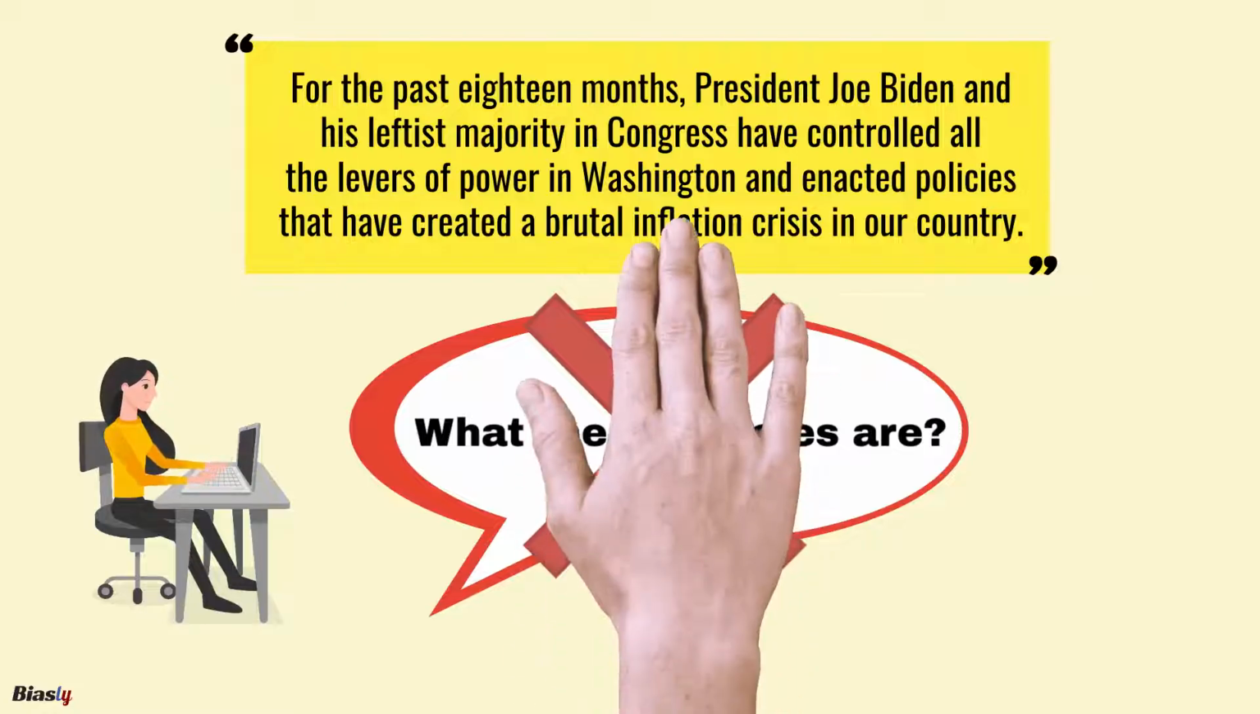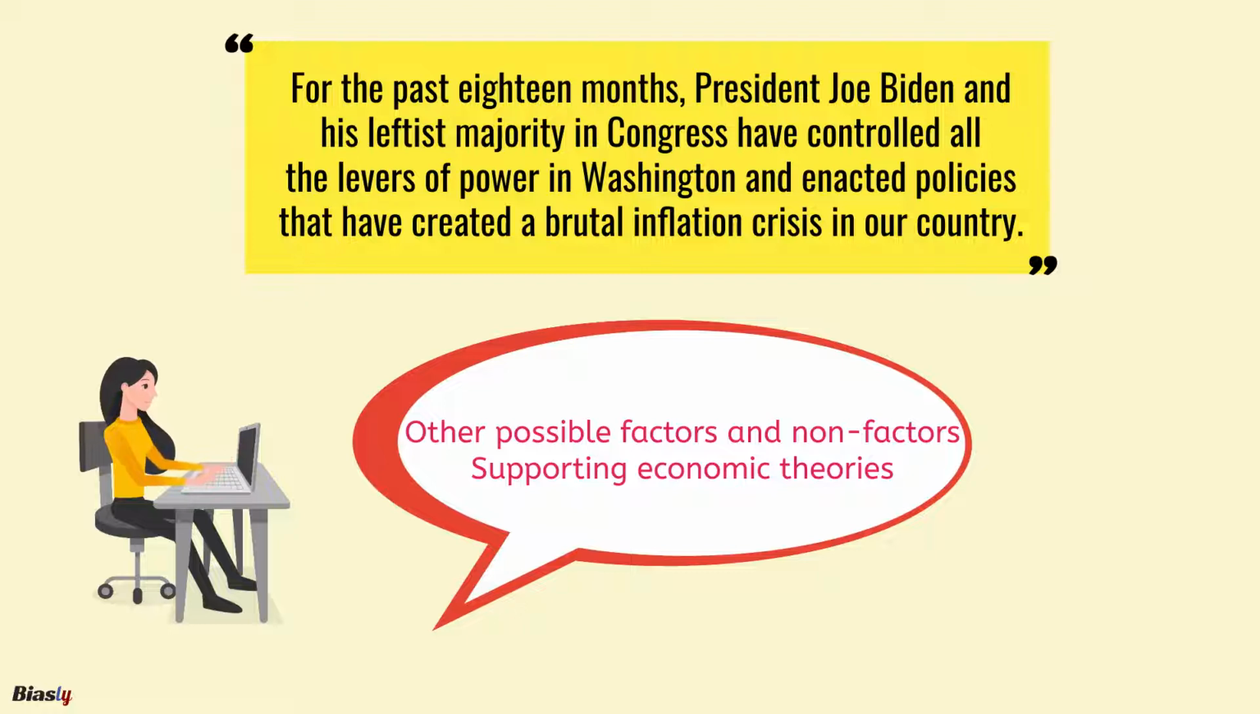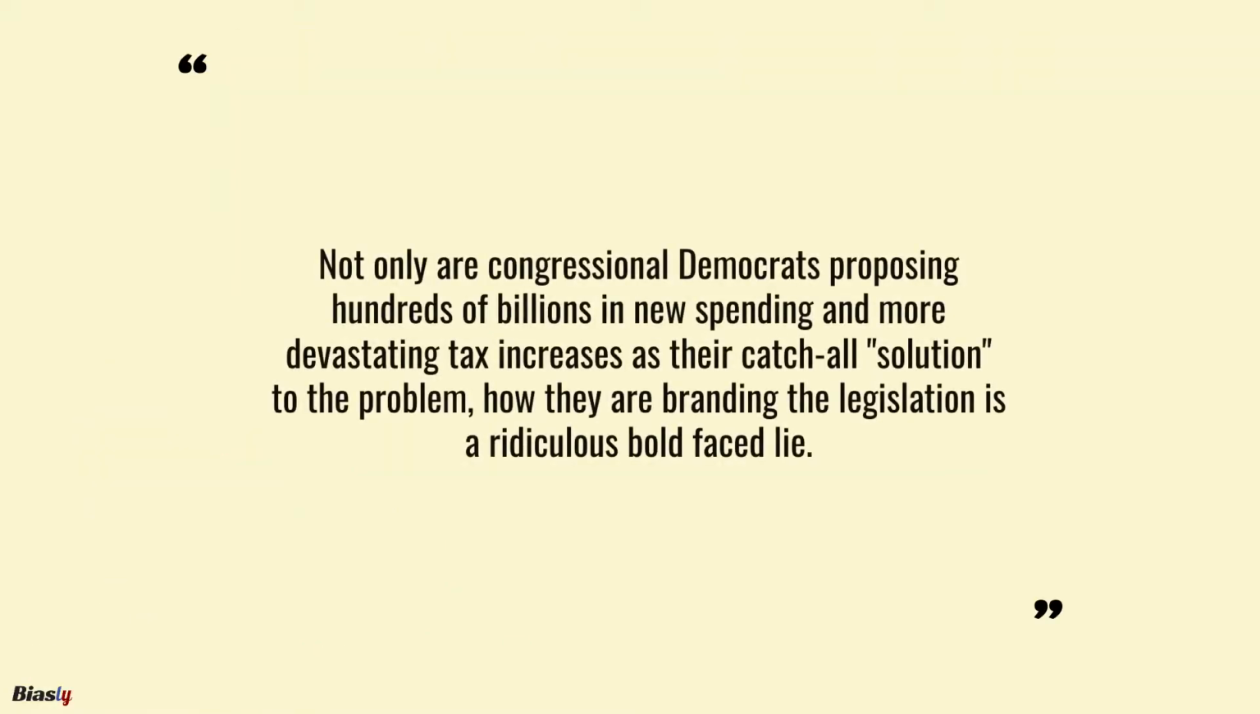We're not saying that the author is completely incorrect, but rather his explanation of such facts could be more convincing if a discussion of other possible factors and non-factors and supporting economic theories behind them were included. Later in the piece, the author lambasts the new Democratic-led Schumer-Manchin Inflation Reduction Act as Democrats proposing hundreds of billions in new spending and more devastating tax increases as their catch-all solution to the problem.